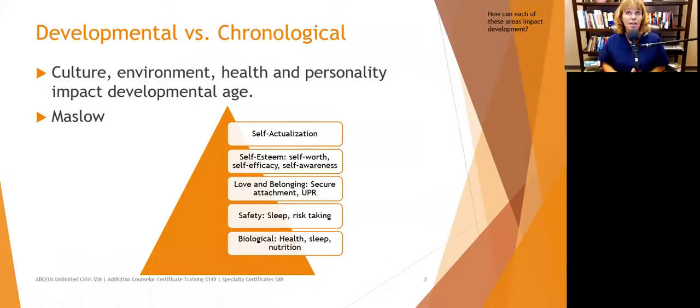Culture, environment, health, and personality all impact developmental age. So if it's a culture that is extremely stimulating, then the child may develop a little faster in certain areas than other children. If it is an environment that is very poor in any sort of stimulation.